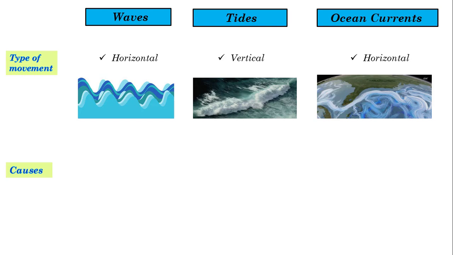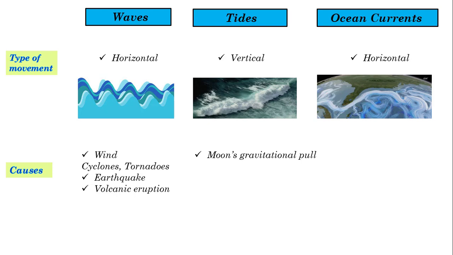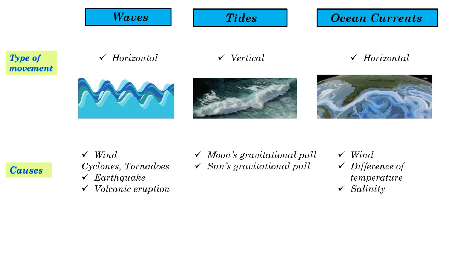Let's compare the factors behind generating waves, tides and ocean currents. The main source of generating waves is wind. Wind storms like the cyclones and tornadoes, earthquake and volcanic eruption near the coastal areas or beneath the ocean floor are also responsible for generating waves. The moon's gravitational pull to a greater extent and to a lesser extent the sun's gravitational pull are the major causes for occurrence of tides. Currents are influenced by factors such as the wind, difference of temperature, the salinity, and the density of the ocean water.